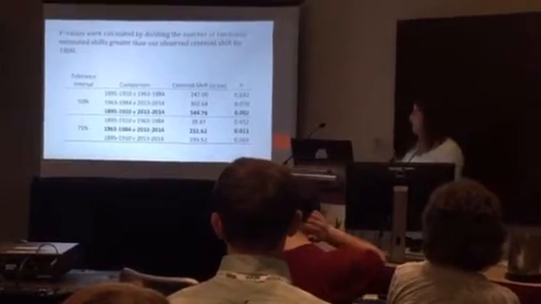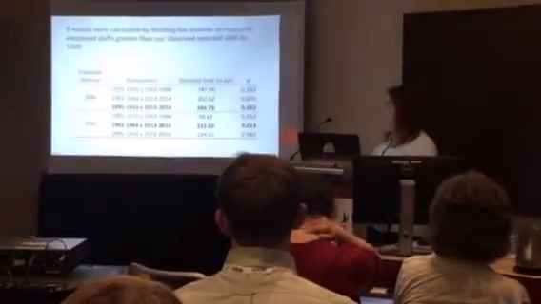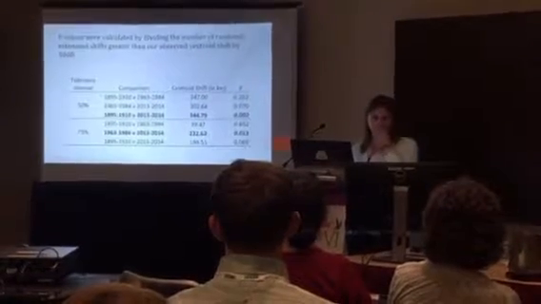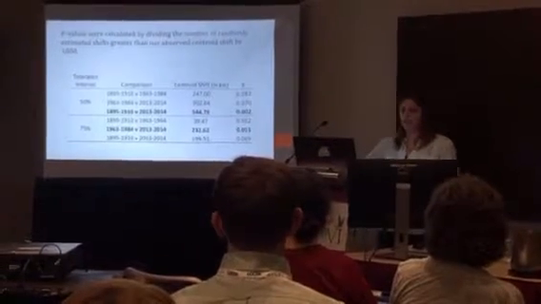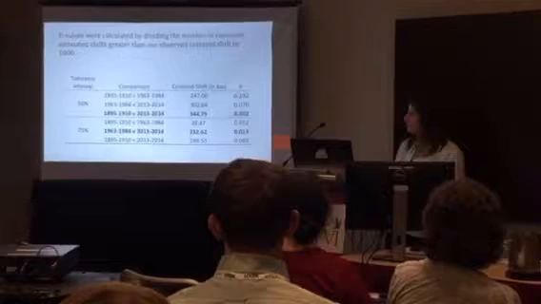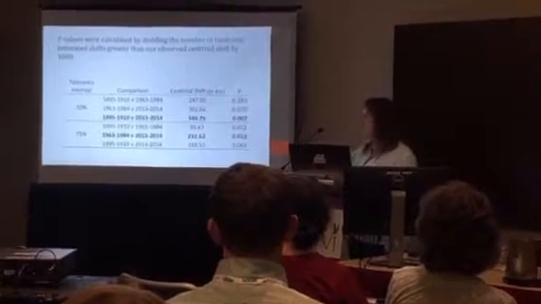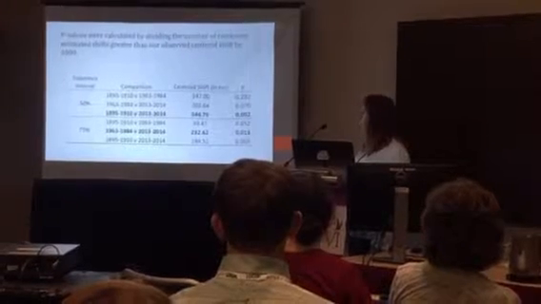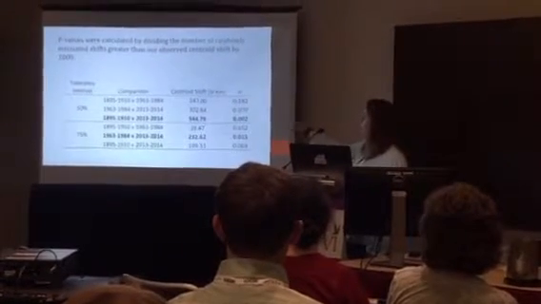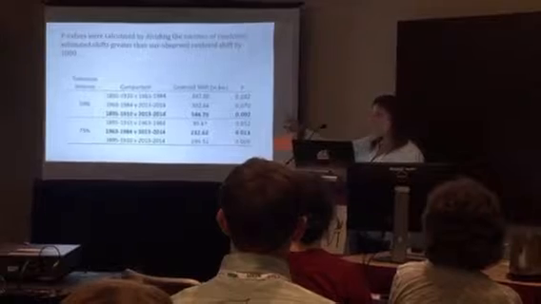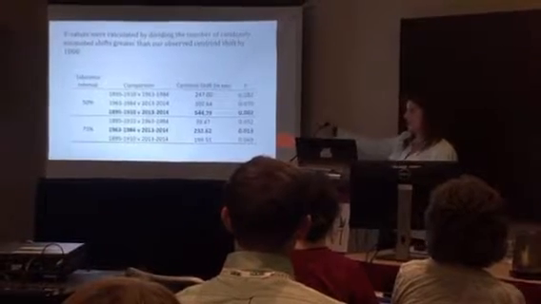So these here are our p-values. We divided the number of randomly estimated shifts greater than the observed centroid shift. And so our p-values are here on the right. We did this for 50 and 75%. You can see the p-values were significant when we're comparing 1895 and 1910 to our current reading set.